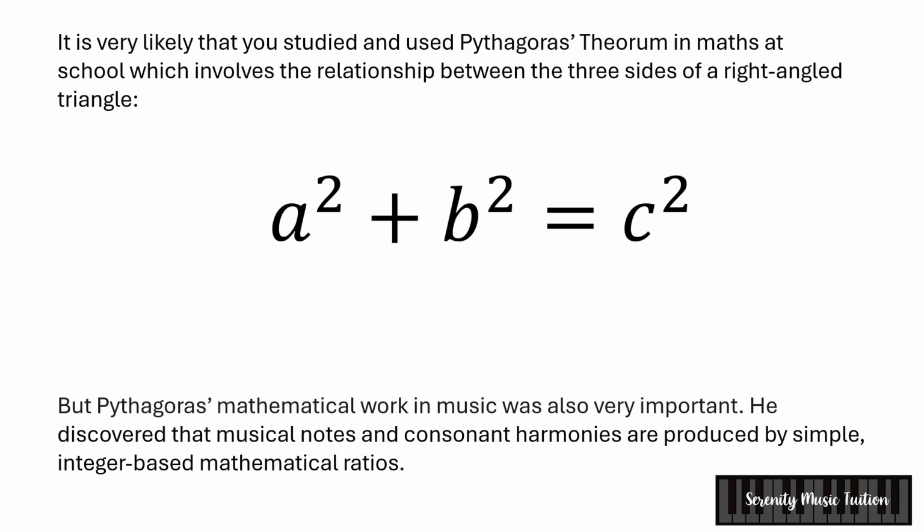It is very likely that you studied and used Pythagoras' theorem in maths at school, which involves the relationship between three sides of a right-angled triangle, a squared plus b squared equals c squared. But Pythagoras' mathematical work in music was also very important. He discovered that musical notes and consonant harmonies are produced by simple integer-based mathematical ratios.